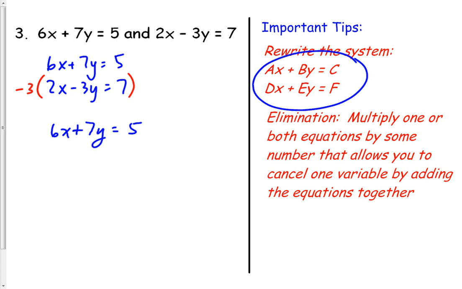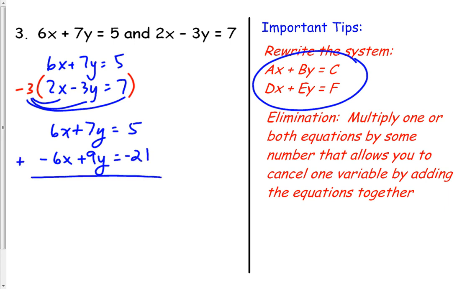Is I distribute to every single thing within the parentheses, even that constant on the other side of the equal sign. So I'm going to take -3 times 2x is -6x, -3 times -3 is +9y, and then -3 times 7 is -21. Now I can add the equations. When I do that, the x's cancel, and that's the goal of elimination, to eliminate the variables. That's why it's called elimination. 7y plus 9y is 16y, and 5 plus -21 is -16. So when I do that, I can divide by 16 and get -1. So there's half of my answer.